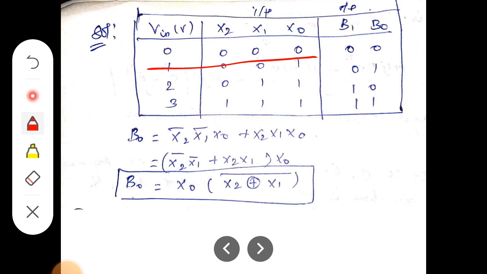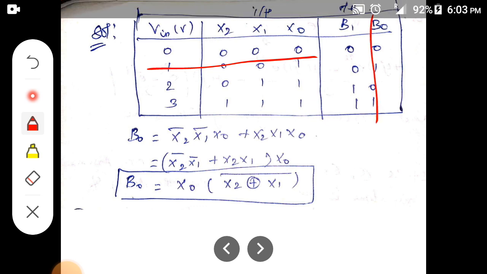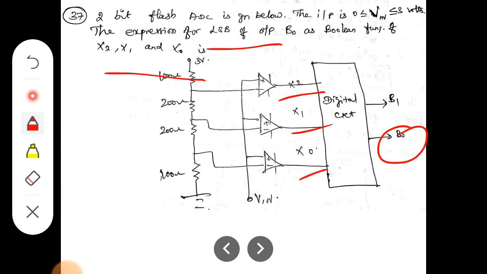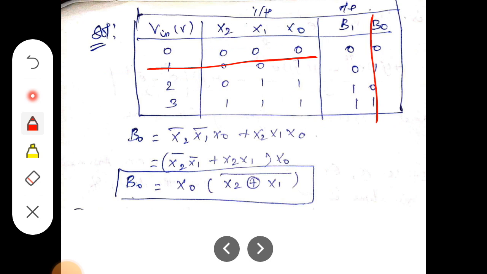So for b1 and b0, the combinations of 0 0, this is a 2 variable system: 0 0 1 1, 0 1 0 1. We want only the b0 function. So b0 will be rewritten as, for those combinations, b0 calculated: first 0, then 1, then 0, then 1. So it will be rewritten as x2 bar x1 bar into x0, plus x2 x1 x0.